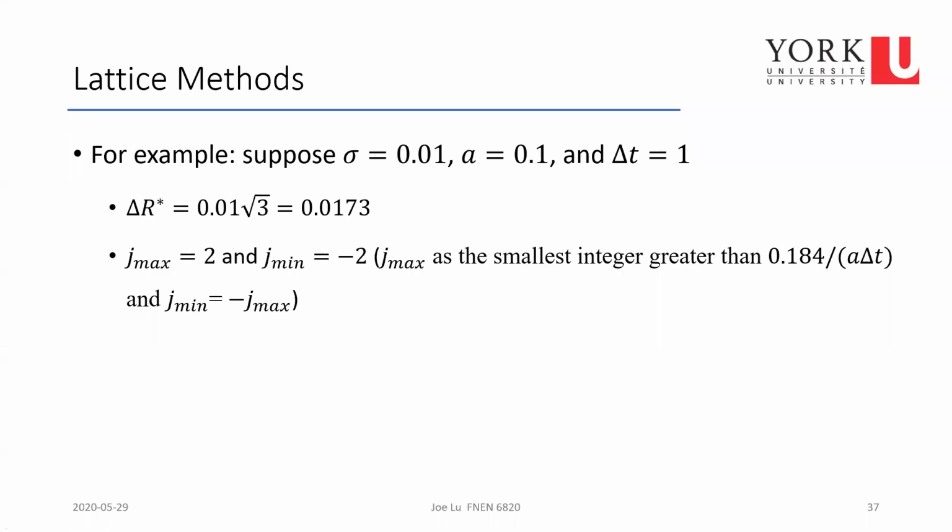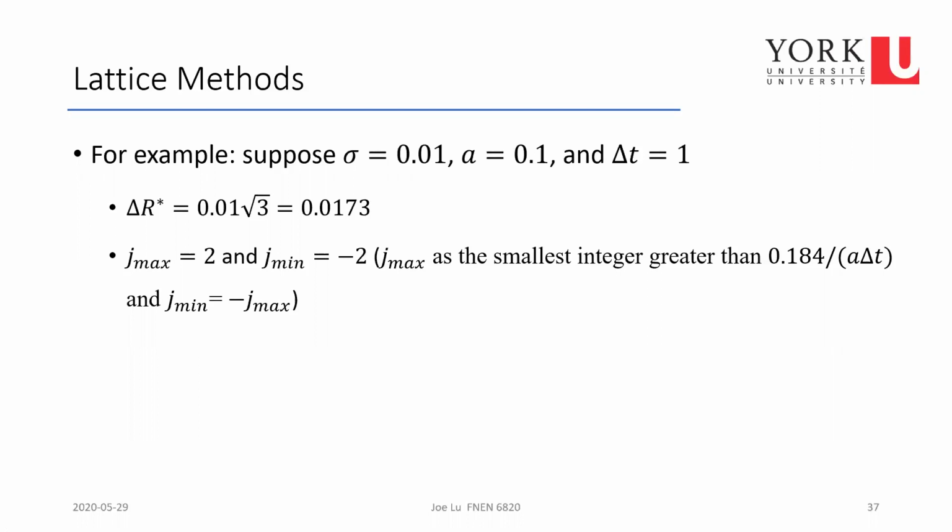Let's take a look at an example of stage one numerically. Suppose you have a volatility of interest rate being 0.01 and A is 0.1 and your delta T, just for simplicity, is 1. Now for that, you can calculate the steps for interest rate change. So in this case, according to the formula, you will have a delta R star equal to 0.01 square root of 3. That will give you 0.0173.